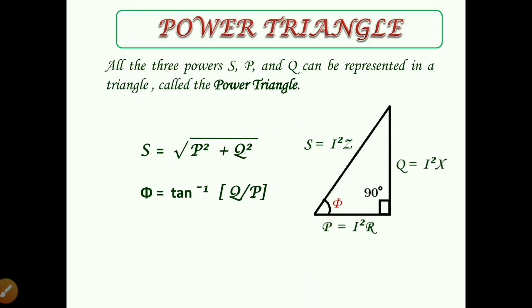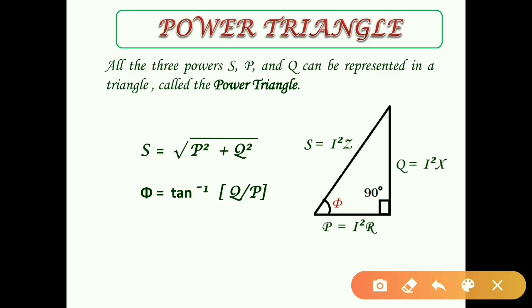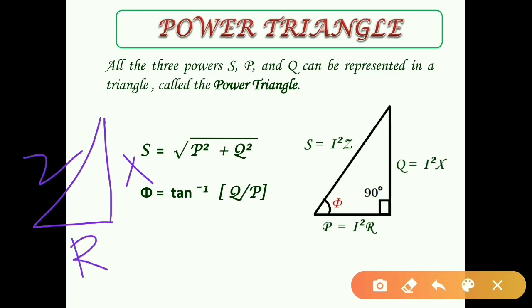Like impedance triangle, here we have power triangle. In impedance triangle, that was a right angle triangle where perpendicular was X, base was R, and hypotenuse was Z. By comparing this, we can also draw power triangle easily.